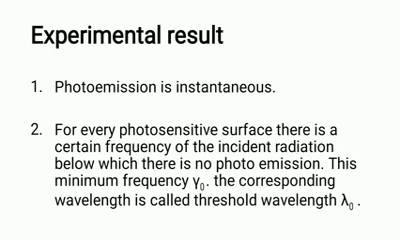Then, what are the results of photoelectric effect? There are four main results. One, photoelectric emission is an instantaneous process. The meaning of this is, as soon as a photon or radiation falls on the cathode, photoelectrons are immediately emitted. The time difference between the emitted electrons and the radiation incident on the cathode is 10 power minus 9 seconds.